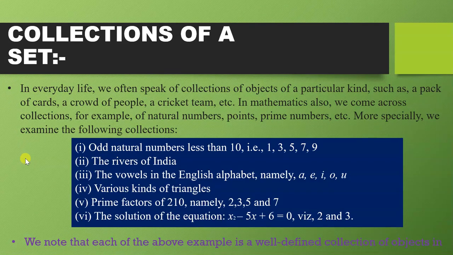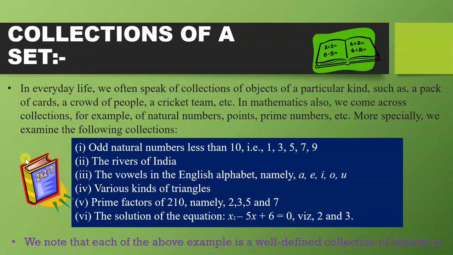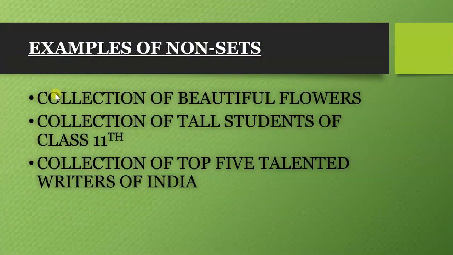Now let us see a few examples which are not sets, like the collection of beautiful flowers. This is not a set because for some person a particular flower, suppose a rose, is beautiful. For some other person it may not be beautiful. So here the word beautiful is not well defined. So it is not a set.